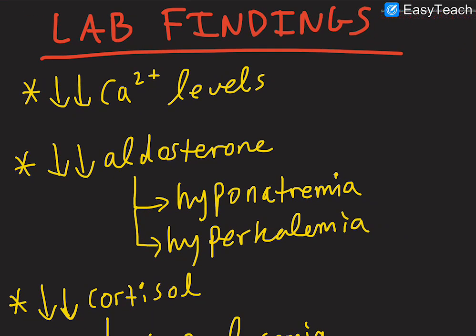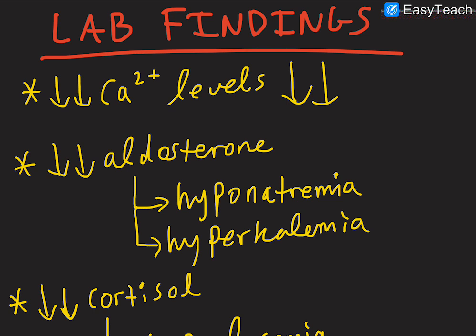So what would you find? You would find decreased calcium levels if you did labs. Why? Because your parathyroid glands are destroyed. So you have hypoparathyroidism, which means you have low PTH. What does PTH do? It increases blood calcium. You don't have PTH, so you can't increase blood calcium. You have low blood calcium levels, which is hypocalcemia.